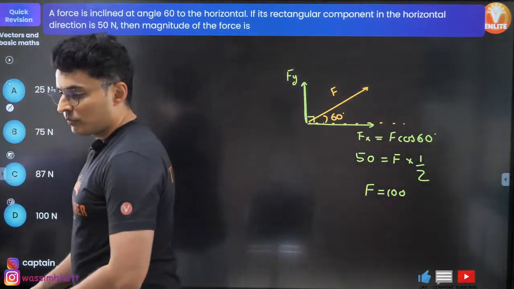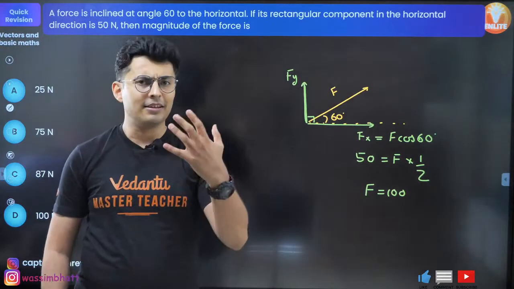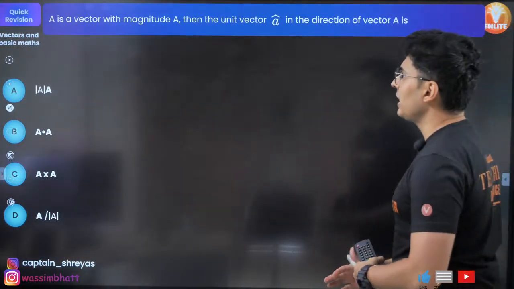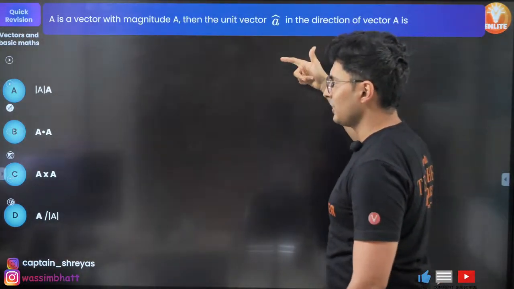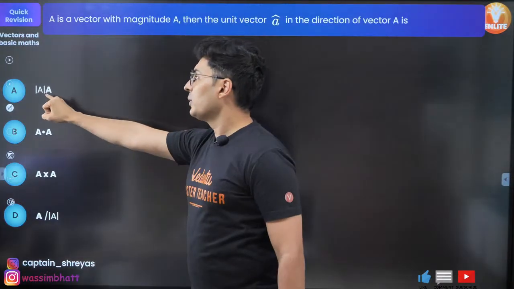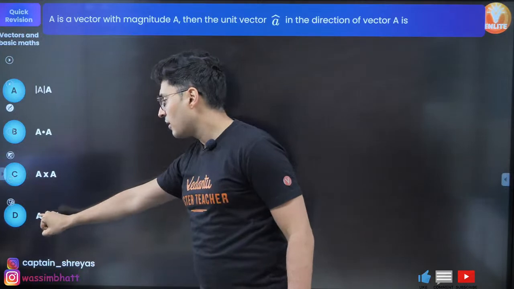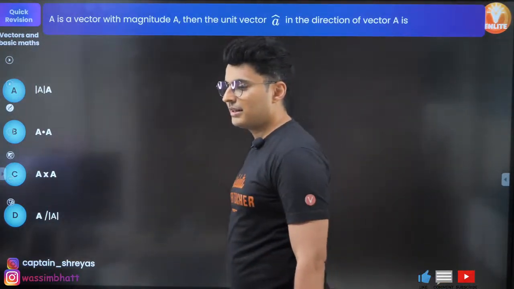Very good, Olivia Ghosh. Amazing. Let's move on to another question coming up on your screen, guys. A vector with magnitude A, then the unit vector A hat in the direction of vector A is, come on guys, you should know this. This is magnitude into vector. This is A dot A, this is A cross A, this is vector divided by the magnitude. Yes, Ranjit Kumar, it is 100, bacha.